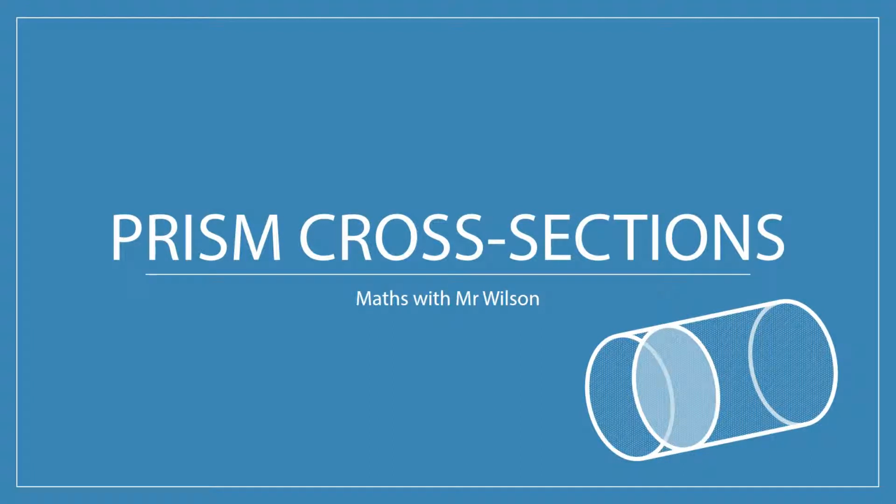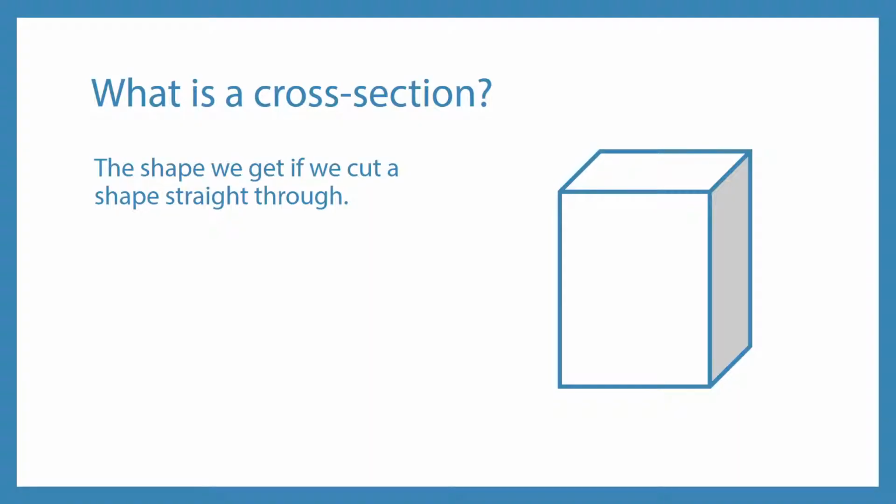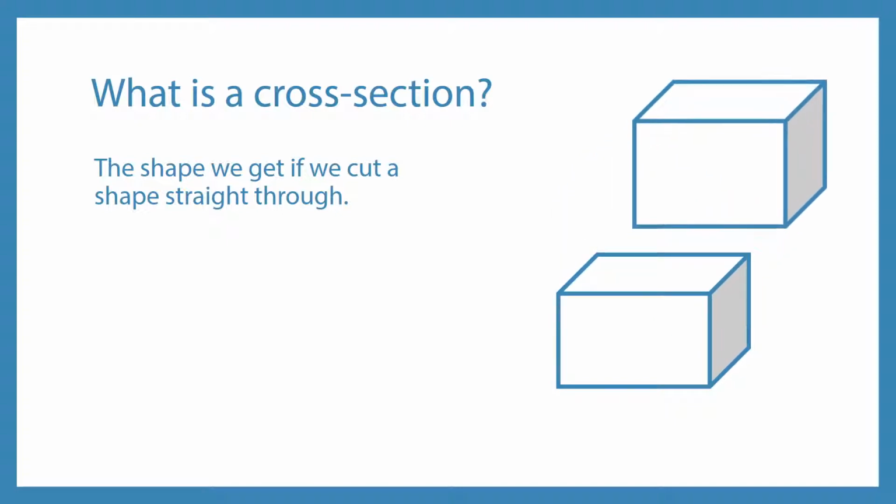Hello, and welcome to this lesson where we're going to look at the cross-sections of prisms. So we're going to start by asking what a cross-section is. It's just the shape that we would get if we were to cut a shape like this in two.